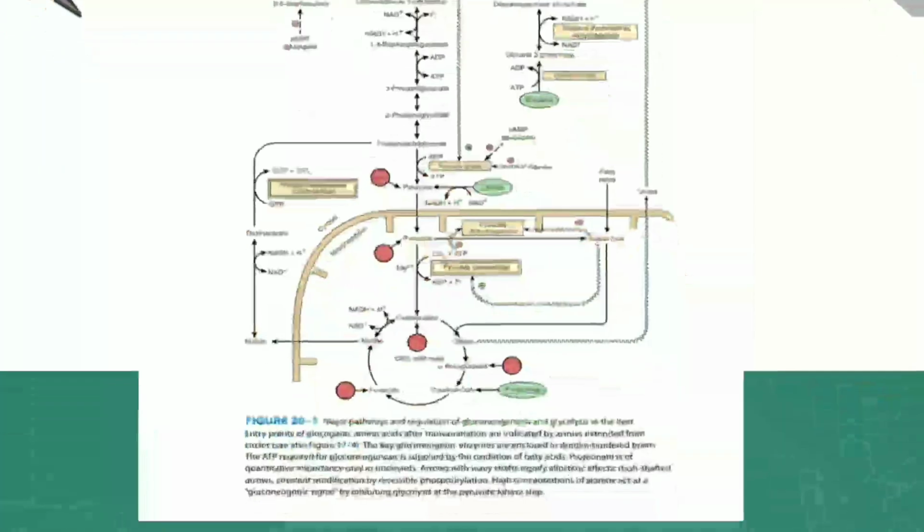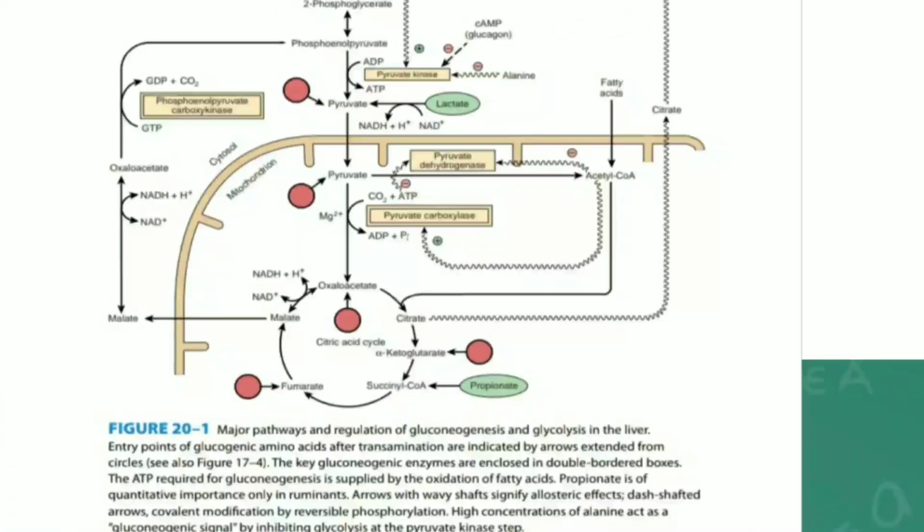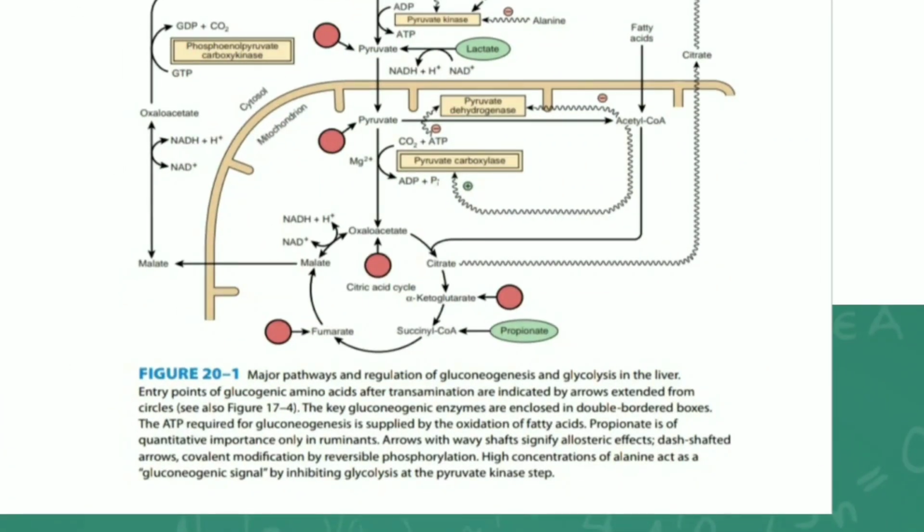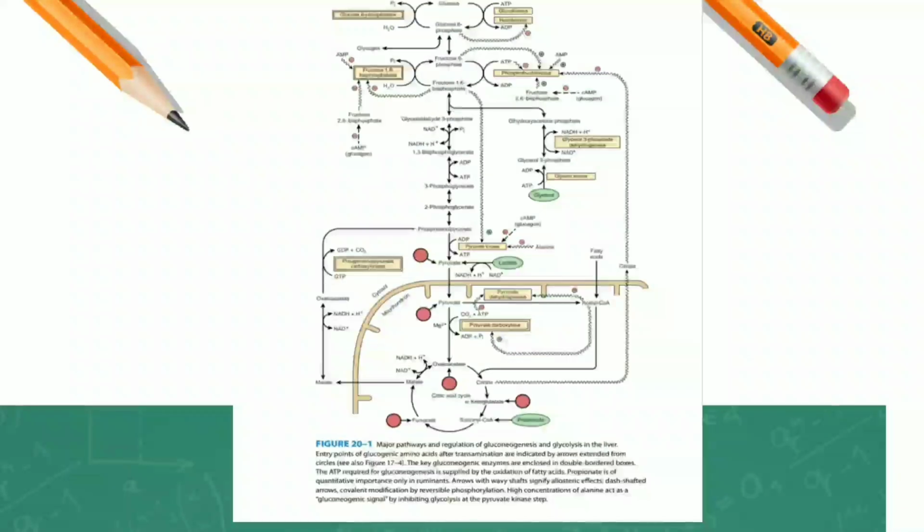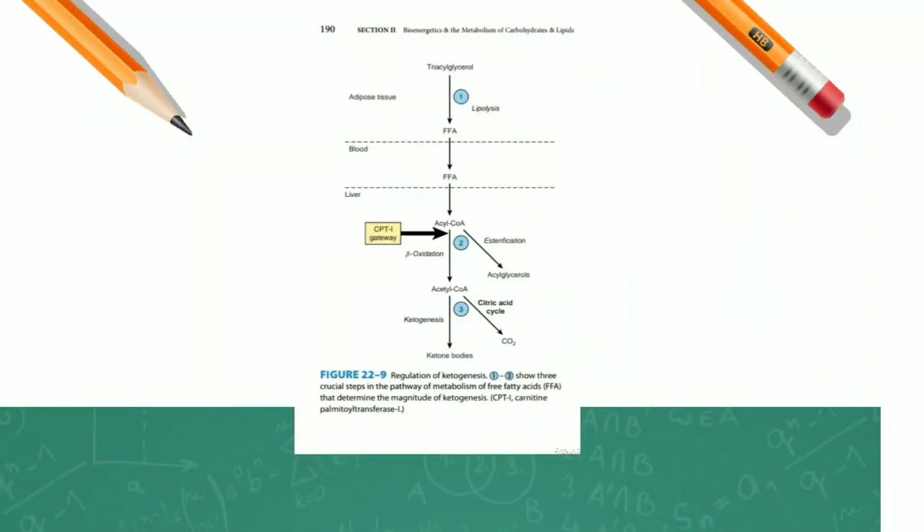Now I will tell you to focus on another line in this gluconeogenic graph, that is, the ATP required for gluconeogenesis is supplied by the oxidation of fatty acid. So now this gluconeogenesis pathway is favored by alanine. It is also favored by the energy that is generated by the fatty acid oxidation process. So fatty acid oxidation is a very important process to maintain the blood glucose level.